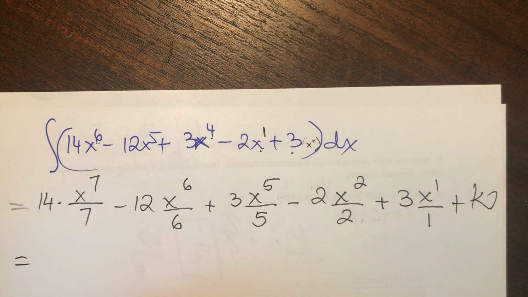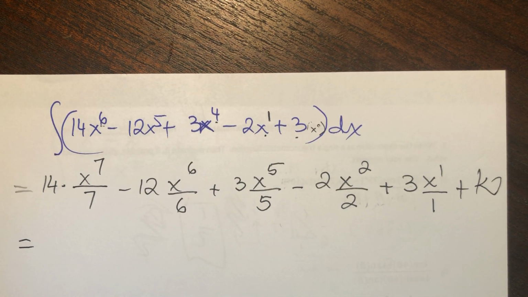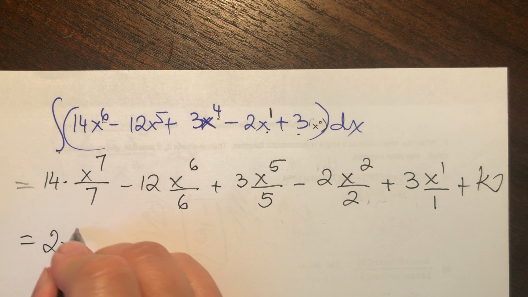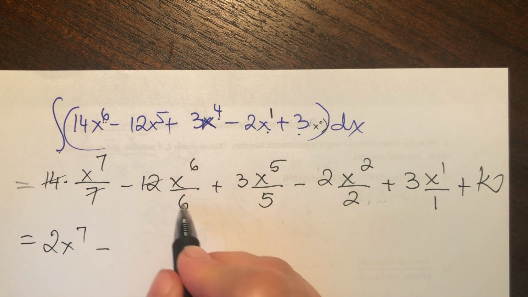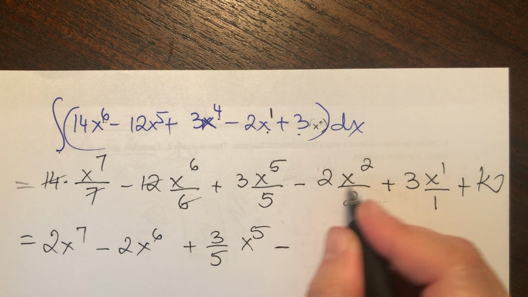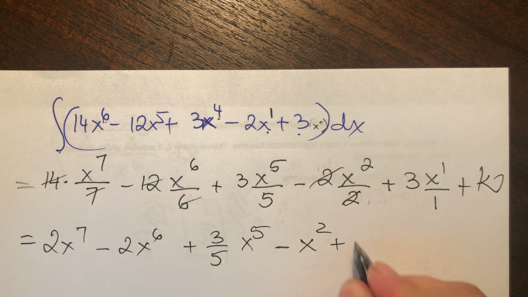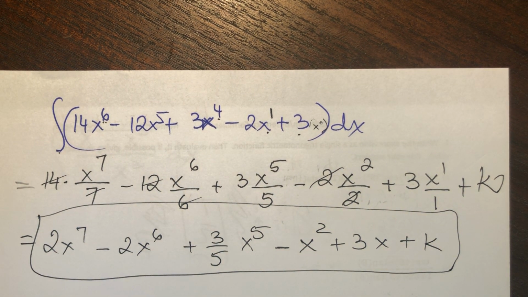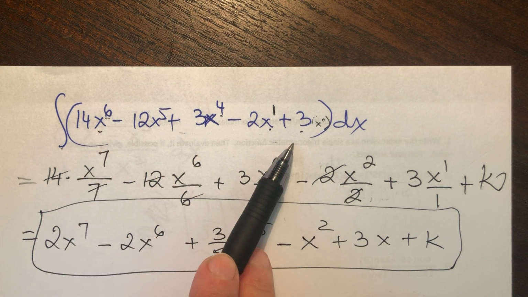And I know you're going to make mistakes in the beginning because you'll want to keep taking derivatives, because that's what we've been doing all along in these last 4 chapters. But you'll have to retrain your brain to, okay, this symbol means I'm going up. Okay, so that's going to be a 2x to the 7th, right? Reducing, minus a 2x to the 6th, plus this doesn't reduce, so you'll keep it as 3/5 x to the 5th, minus, these reduce, x squared plus 3x plus k. Again, you're welcome to take the derivative of this and see if you get this answer back.